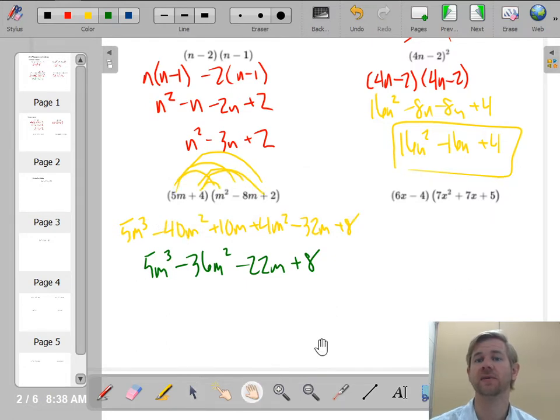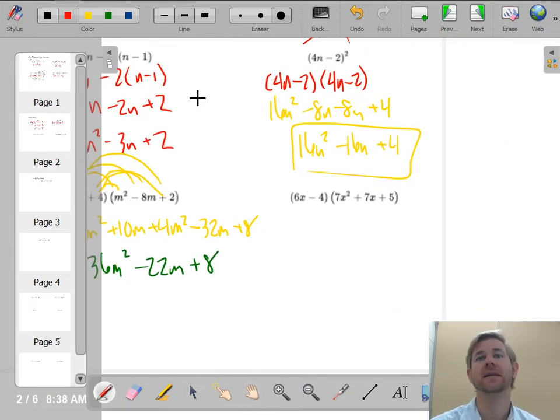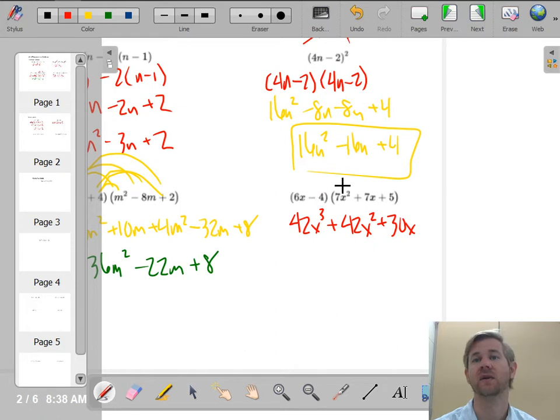Okay, so I'll distribute this guy. I'm going to go 6x times 7x squared. That's 42x cubed. 6x times 7x is 42x squared. 6x times 5 is 30x. Now we'll distribute the negative 4. Negative 4 times 7, negative 28, and that's x squared. Negative 28x, and then negative 4 times 5 is negative 20.